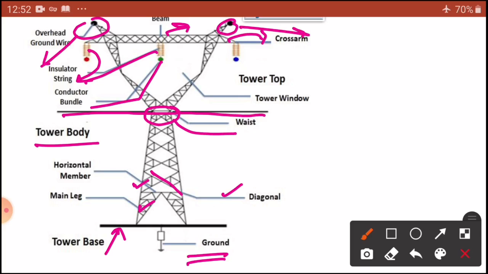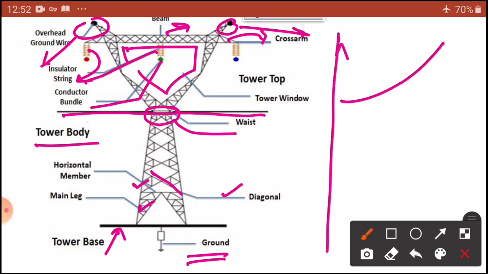This is a window. You can see this is the tower window, the pylon tower window. So this is the basic idea of a tower. The tower mainly supports our conductor. At the same time, it has to withstand heavy gales and wind, and it maintains the ground clearance. You can see what the ground clearance is from this one.